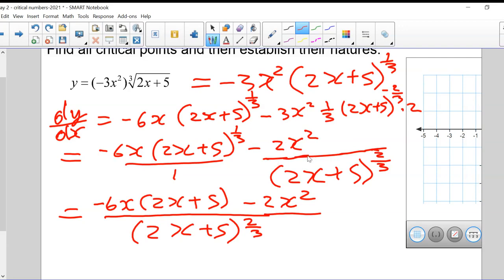Okay? All right. So I want to make sure everybody's okay with that. We're going to move along now. Let's tidy up the top.